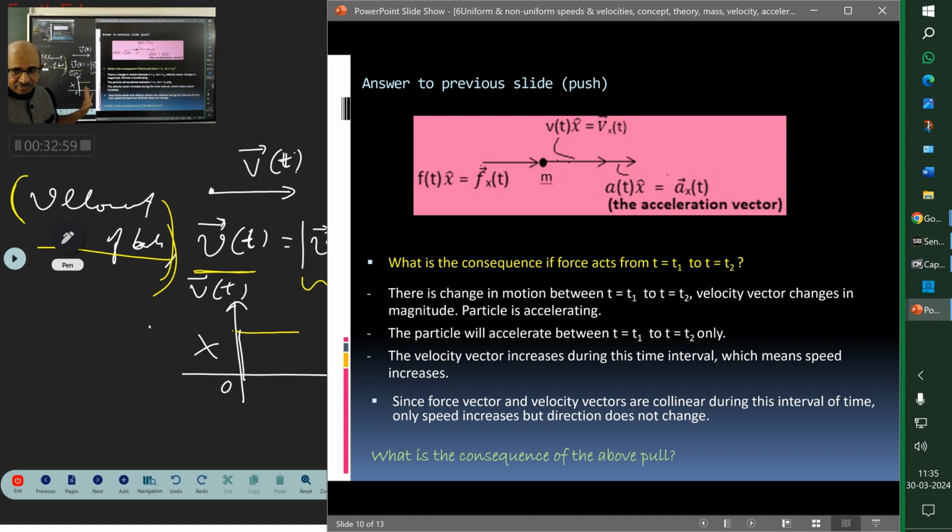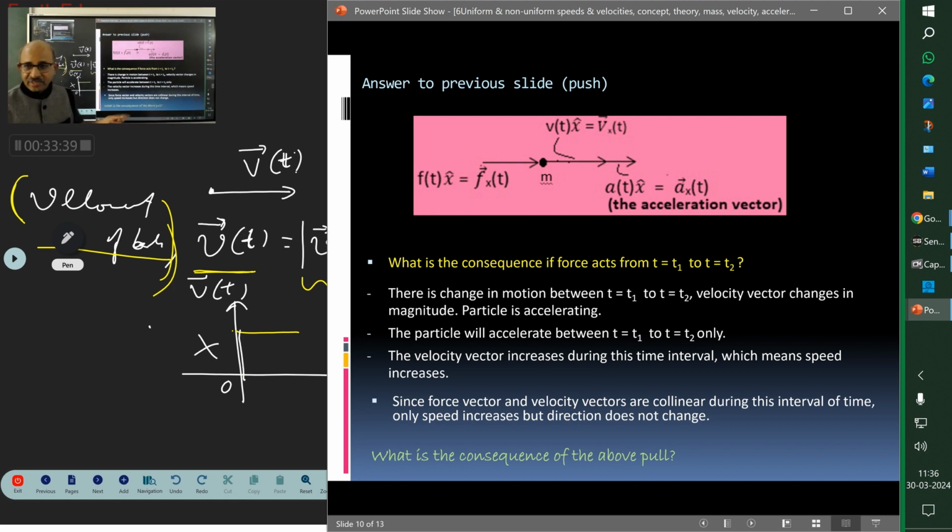A particle is accelerated. The particle will accelerate between time t1 and t2 only. The velocity vector increases during this time interval, which means speed increases. Understood? See, I am connecting various concepts: speed, velocity, time, motion, change of motion, state of motion, force, acceleration. These are all different concepts, but they are all getting interrelated like this. Sometimes some things mean the same, but you should know what it means, and you should be able to use these concepts in the correct and appropriate way.